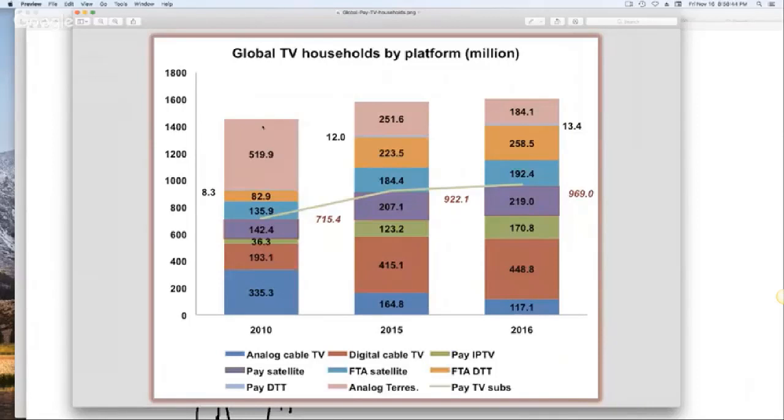So the number of people, you see, it's still going up. This is back to 2016. This is higher now. I don't know what it is now. The market is so huge, it's unbelievable. And you see it everywhere.